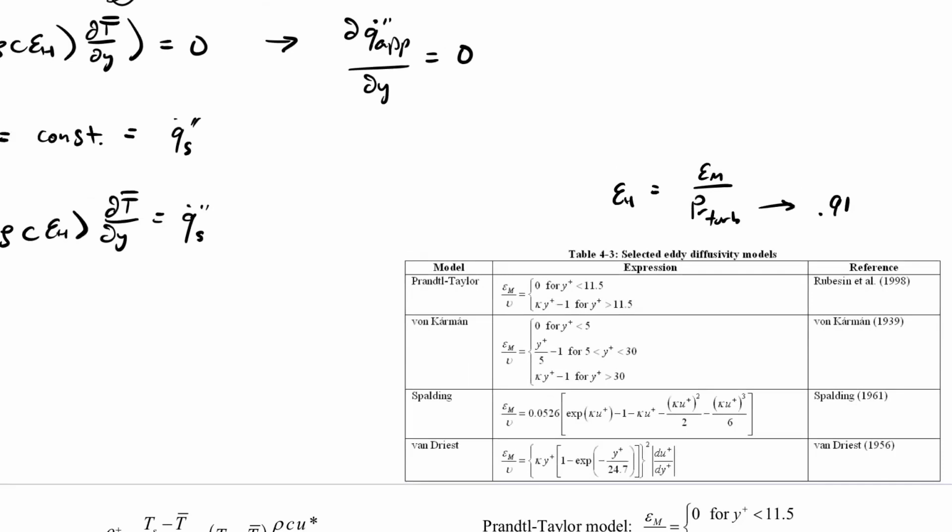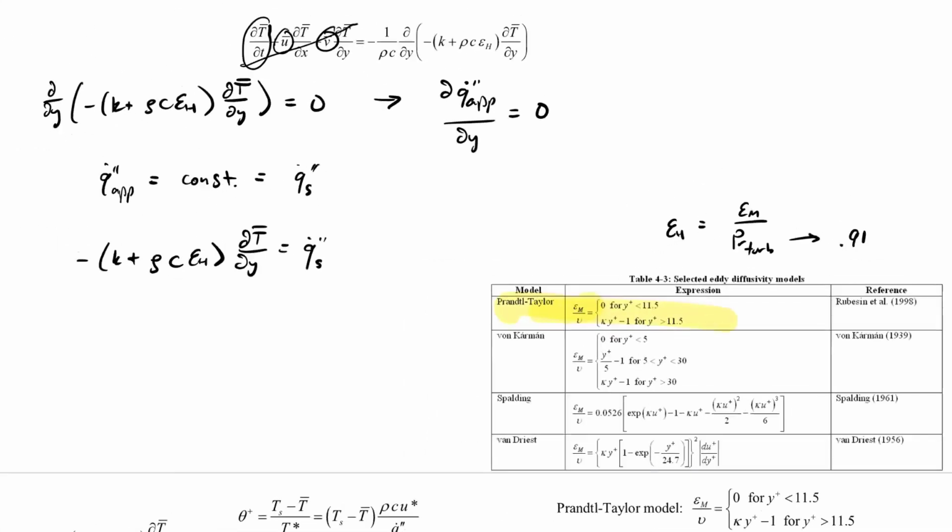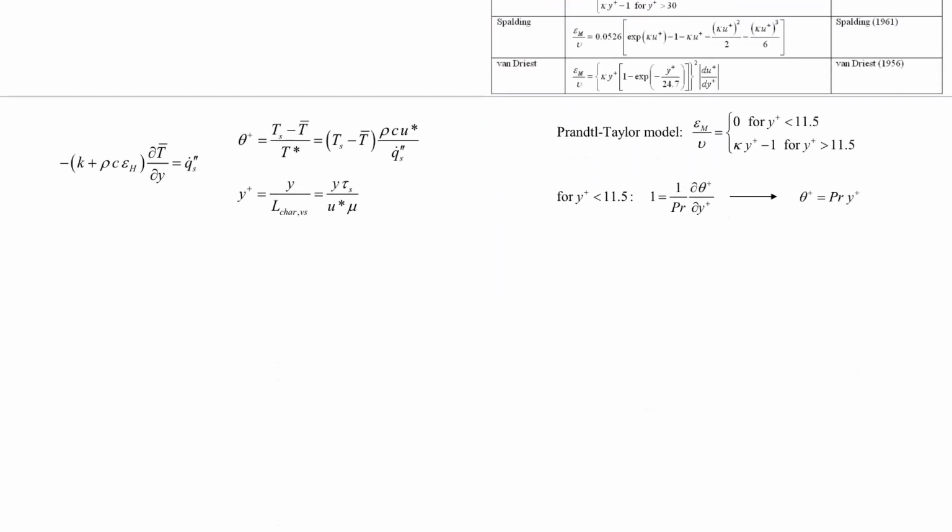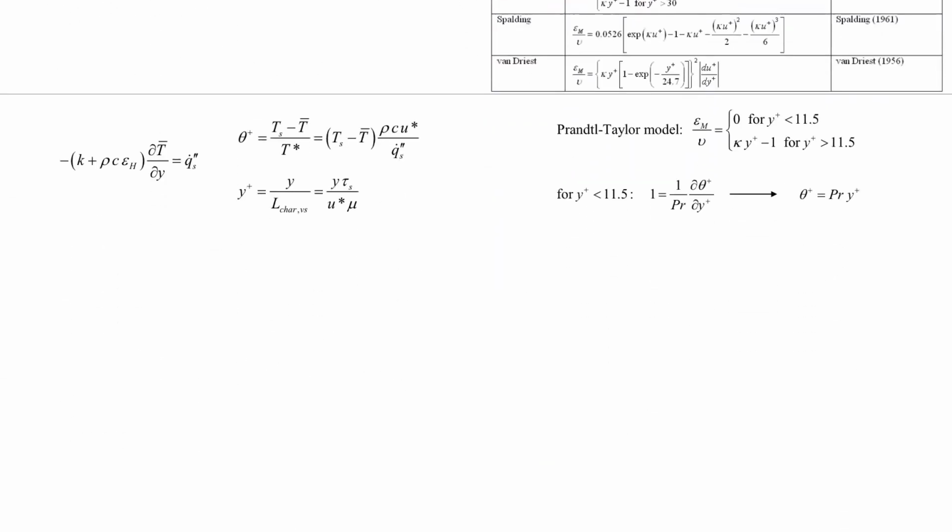So again, let's use the Prandtl-Taylor model just to keep it simple, consistent with what we just did. And let's go through and substitute in what we need to get to inner coordinates in order to use this model. All right, so I gave us a little head start here. Here's the version of the equation I just wrote out. And then our inner temperature is given by Ts minus T bar over T star, where T star is what? It's q dot double prime s divided by rho c u star. So we substitute that in and we get our inner temperature, and we have our inner position y from before.